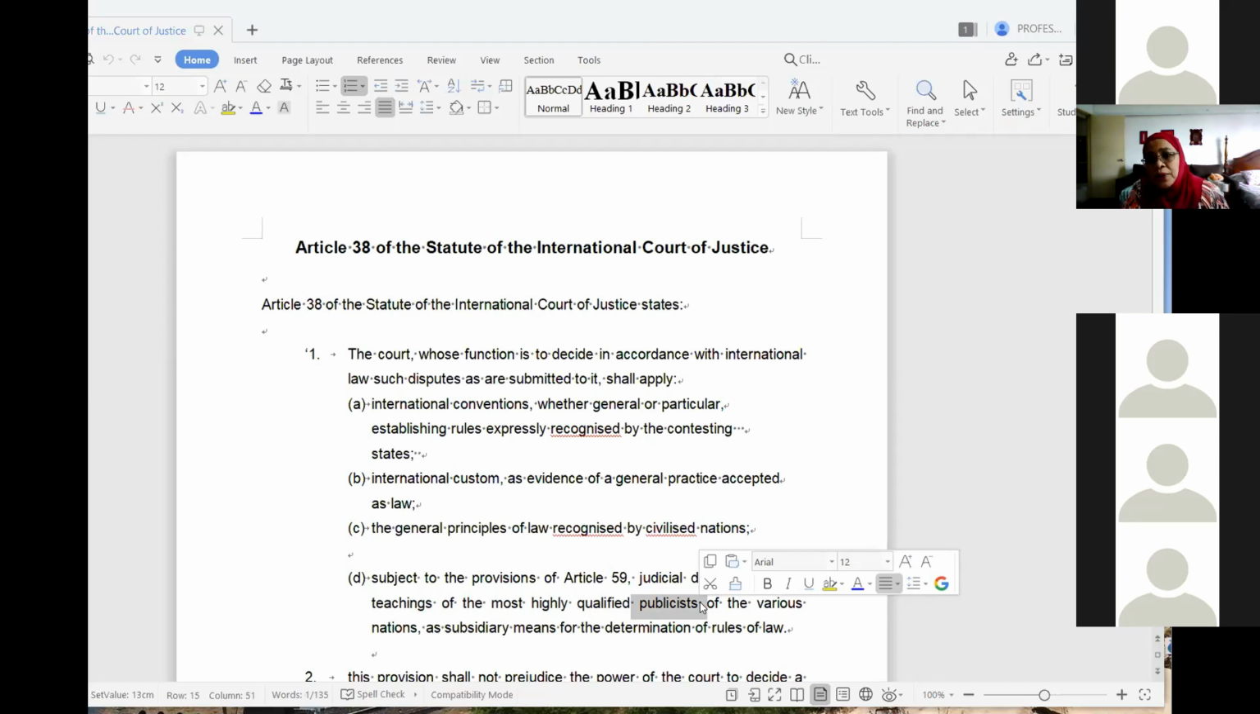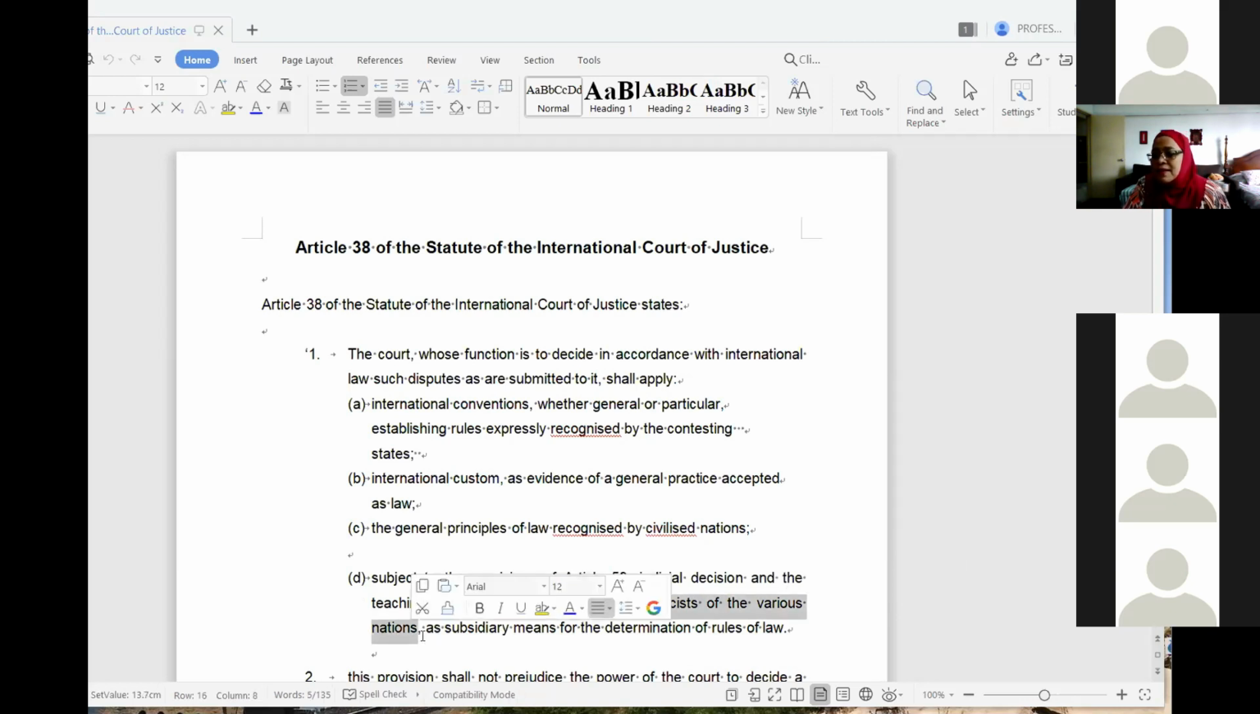Some of your methods are referred to in the court. Then you can become a source to solve disputes. Qualified publicists of various nations. It doesn't have to be in England, it doesn't have to be in the Netherlands or Europe alone. It can be from other countries too. But it has to be published. Publicists of the various nations.